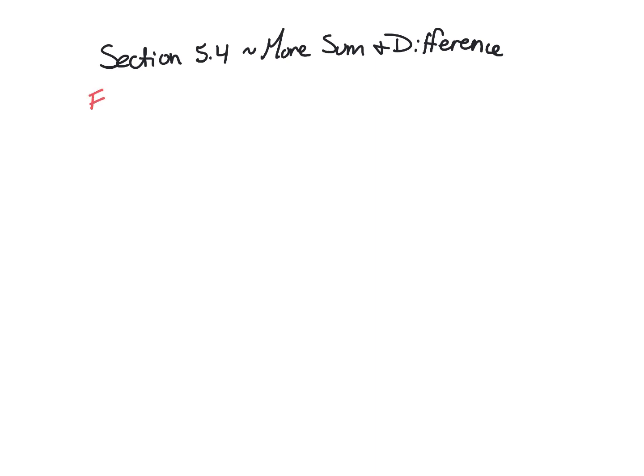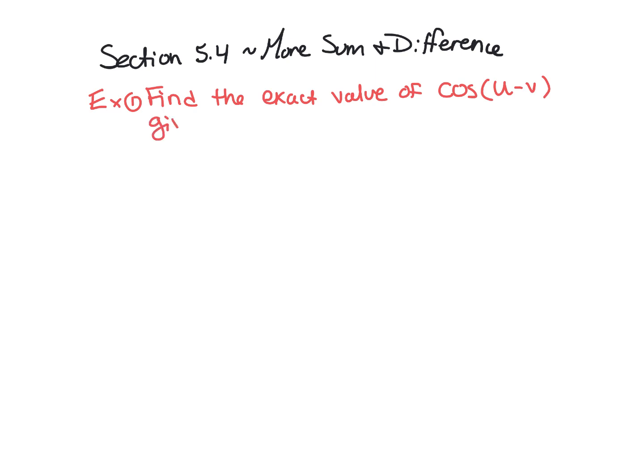So today, if we look at example 1, we want to find the exact value of cosine of u minus v, given that sine of u equals 5/13, and cosine of v, there are two different angles, equals -3/5, and we know that these are both in quadrant 2.